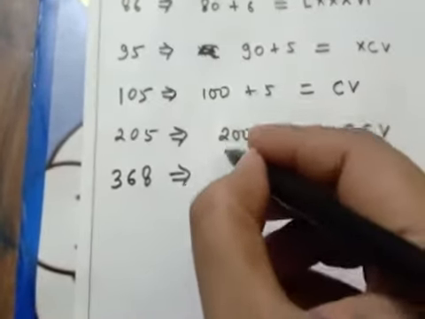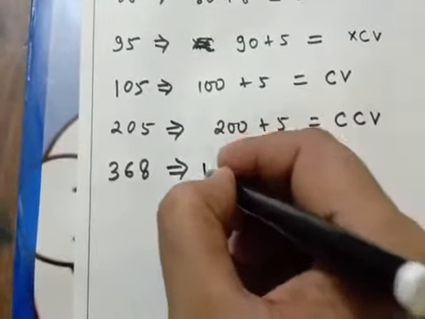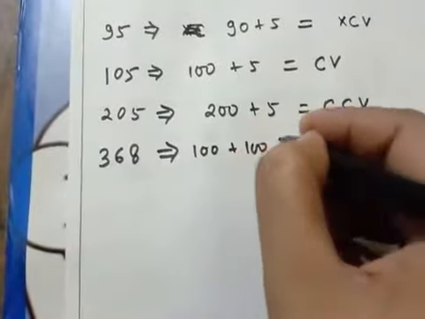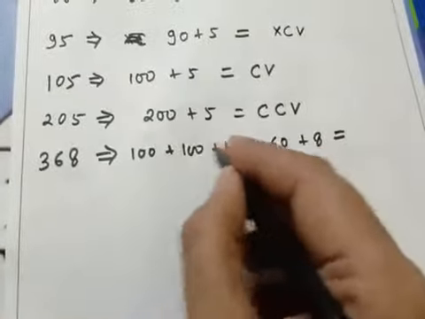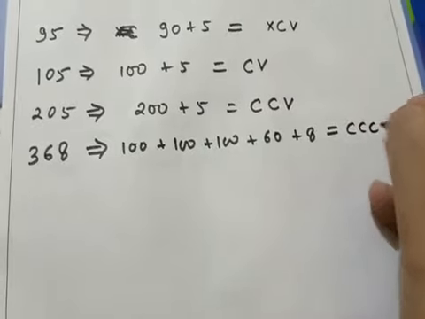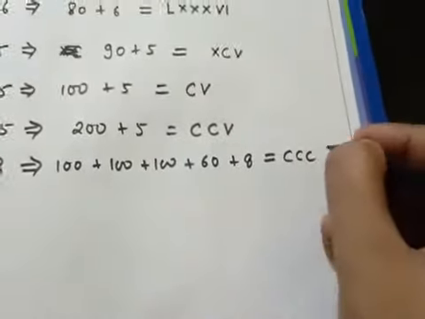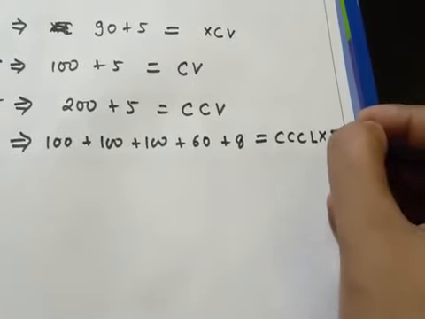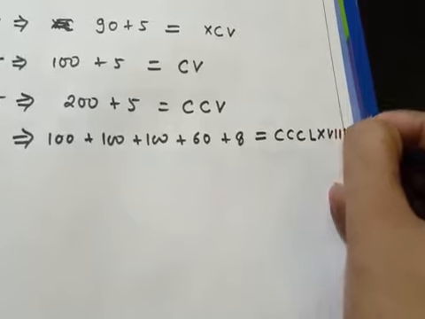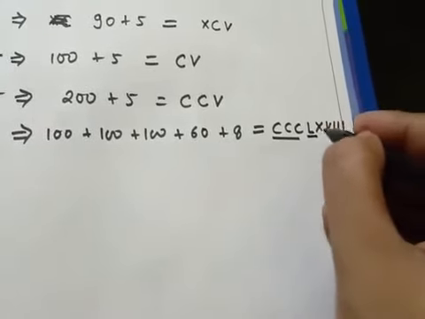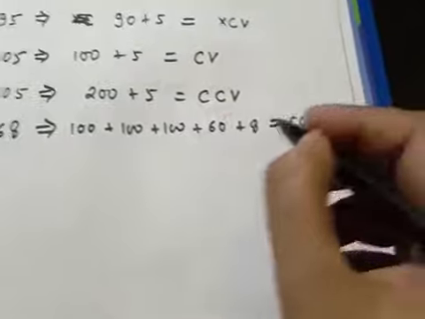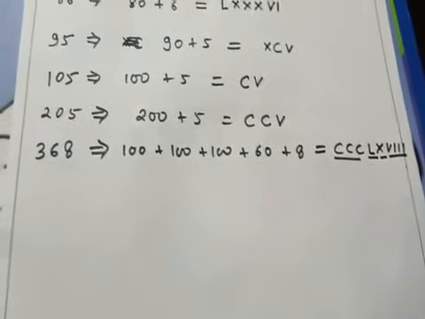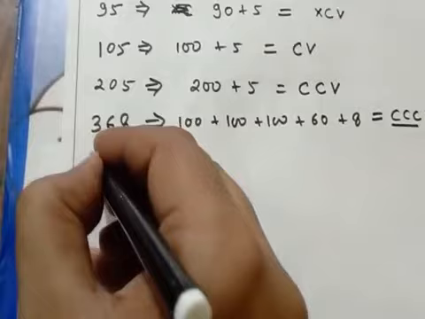368. How can we write 300? 100 plus 100 plus 100, plus 60, plus 8. We can use 3C. It becomes 300, plus 60, which is 50 plus X, then 8: 5, 6, 7, 8. So 368. Now the whole number is converted into Roman numerals.